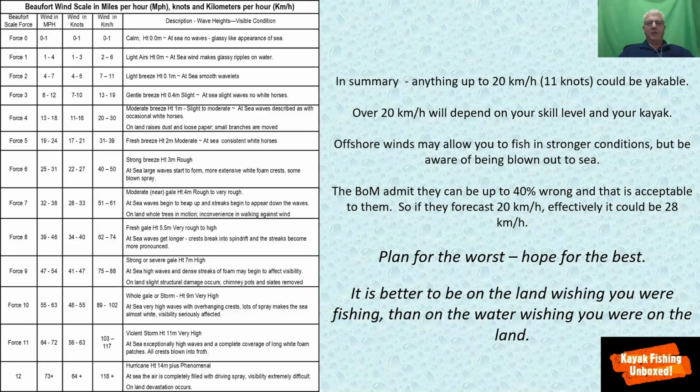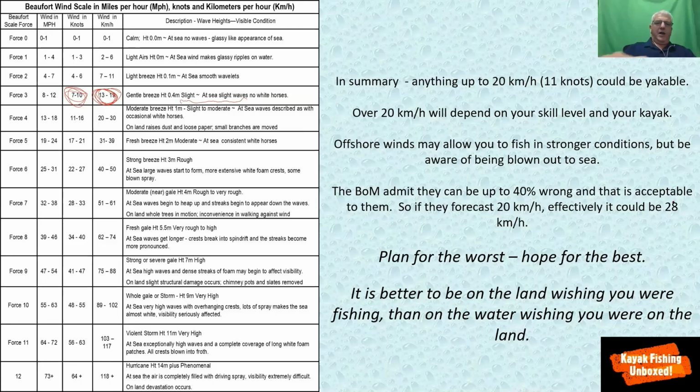And finally, the Bureau of Meteorology admit they can be up to 40% wrong with their forecast, and that's still an acceptable error margin. So if they forecast 20 kilometres per hour, then effectively that could actually be 28 kilometres per hour. If you have a look over here, this would just reinforce what we were talking about before: on the news they forecast up to 20 kilometres per hour, 13 to 19 kilometres per hour. That equates to 7 to 10 knots, and that's a slight sea, slight waves, no white caps, no white horses.